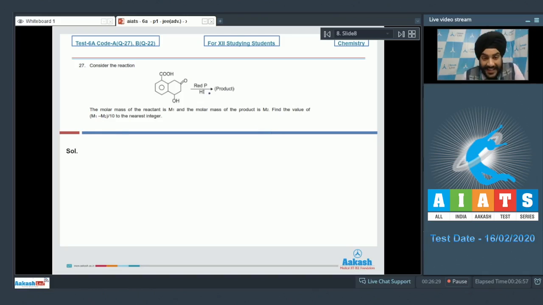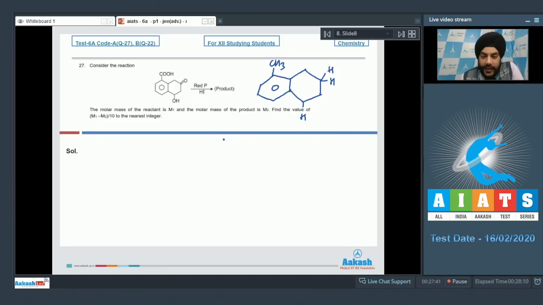So we know that red P and HI is a very good reducing agent. It is going to convert this carboxylic acid into CH3. So we're going to have the formation of CH3 in place of COOH. Now if we talk about the ketone, it shall also be removed. It will be converted into CH2. And if we talk about this alcohol, it will also be reduced and a hydrogen will be added in its place. So this is the product which is obtained.